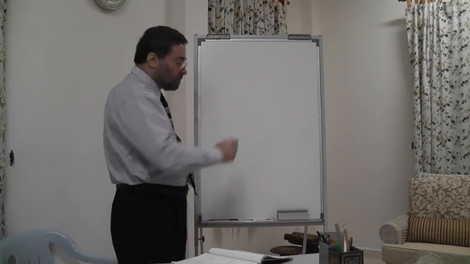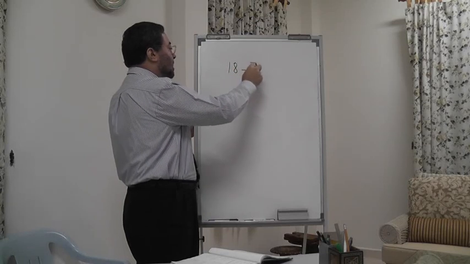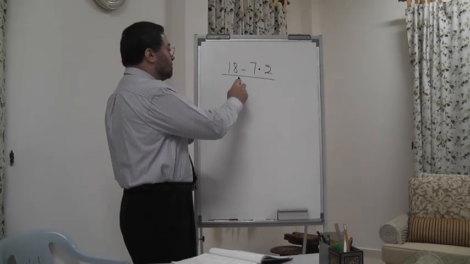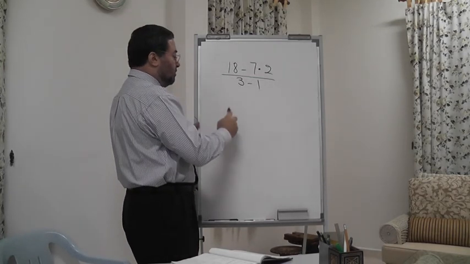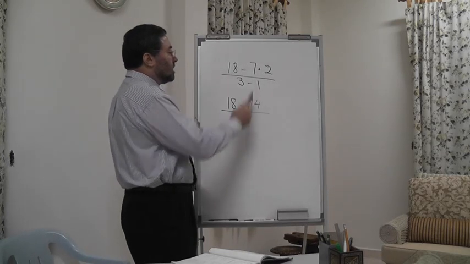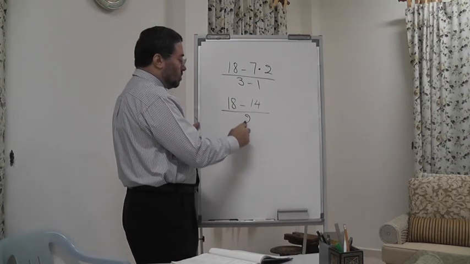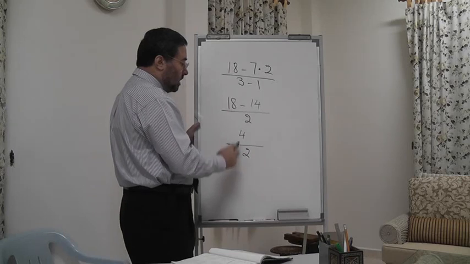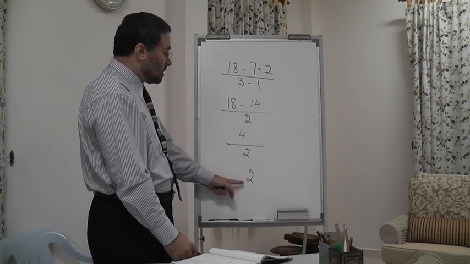Number 20 in the written exercises, 18 minus 7 over 3 minus 1. Here, my order of operations is multiplication first. So it is 18 minus 14, 7 times 2. In the denominator, we have 3 minus 1, and that's 2. 18 minus 14 is 4 over 2. 4 divided by 2 is 2. So the value of this expression is 2.